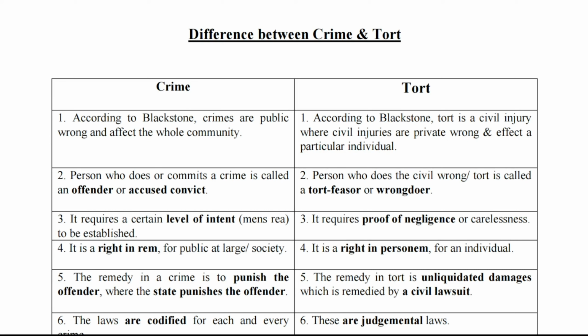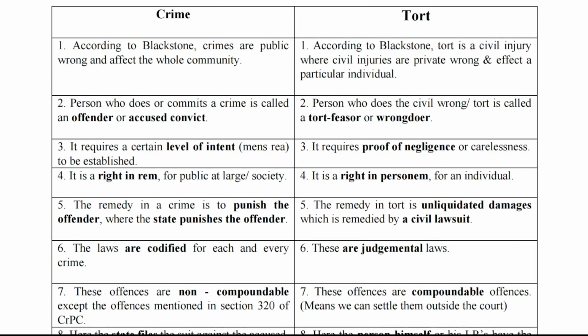First point, according to Blackstone, crimes are public wrongs and affect the whole community, whereas tort is a civil injury, and civil injuries are private wrongs and affect a particular individual. Second point, in crime, the person who commits a crime is called an offender or accused or convict, whereas in tort, the person who does a civil wrong or tort is called a tortfeasor or wrongdoer.